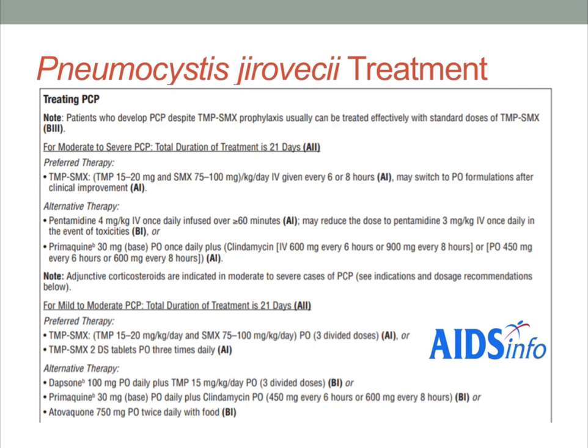Trimethoprim-sulfamethoxazole is still preferred, but in addition to the previous options, you have dapsone and atovaquone. It's important to remember, and boards can easily ask you this, if you've got a severe case, atovaquone is not a recommended treatment option for severe pneumocystis infection. You should really be on one of those other regimens.